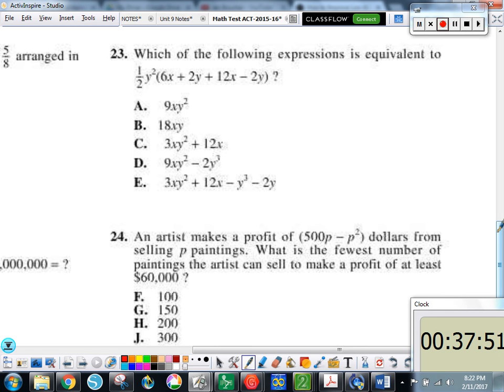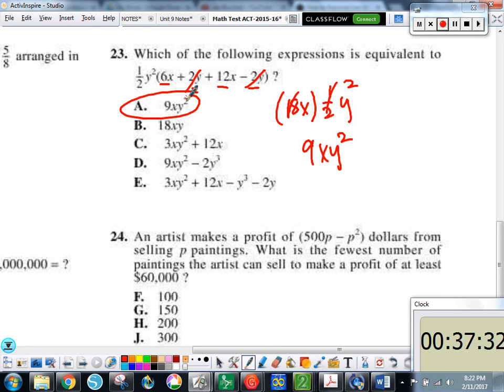Okay, so combine my terms first. 6x and 12x are 18x. Minus 2i plus 2i, they go away. So 1/2 y squared, the 1/2 and the 18 become a 9. 9xy squared. Fun, cool. 24.